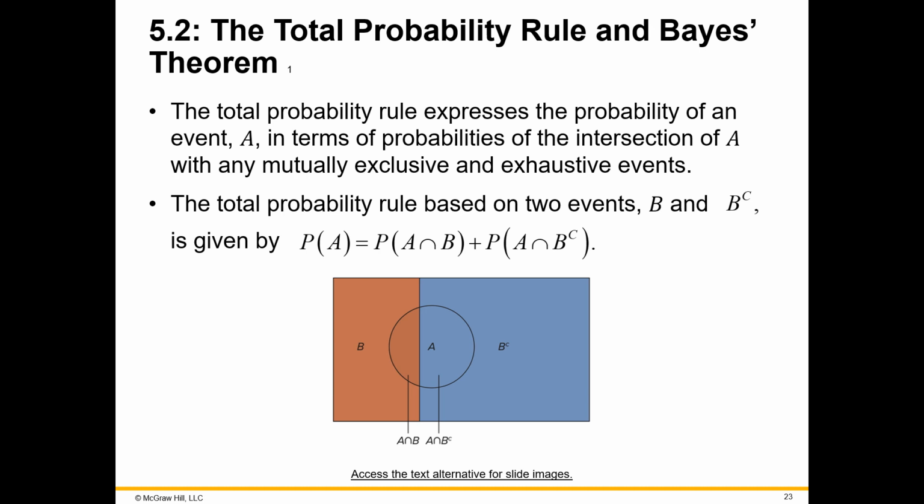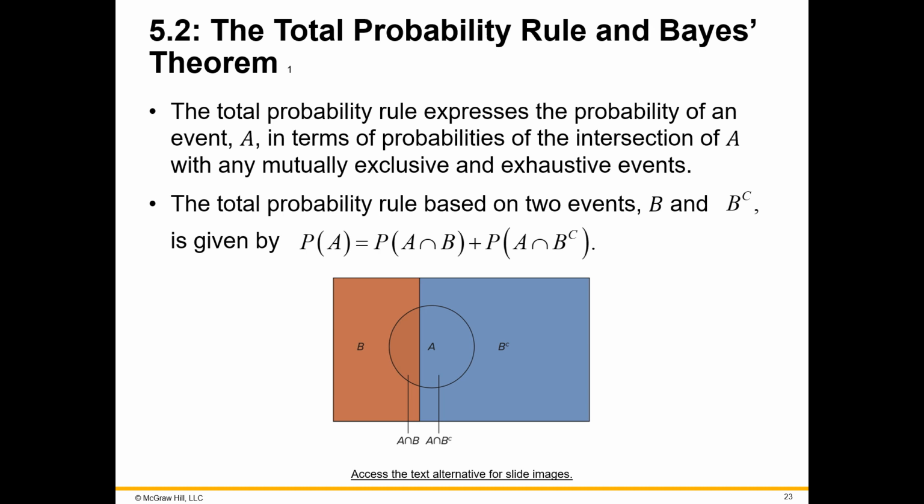Bayes' theorem is a way to take probabilities based on existing known data and update them based upon newly acquired information. To use Bayes' theorem, you have to first know the total probability rule, and it is right here. In our case, the probability of A is equal to the probability of A and B happening plus the probability of A happening and B not happening.